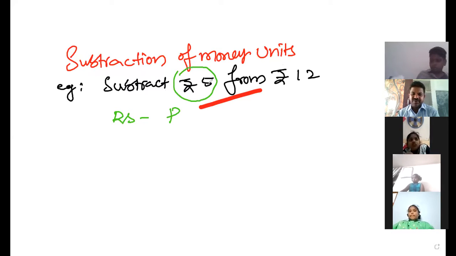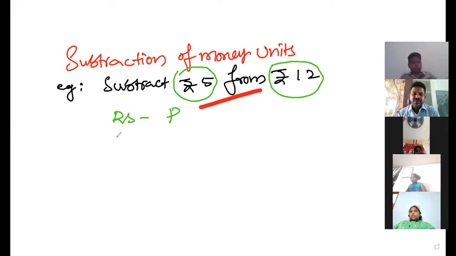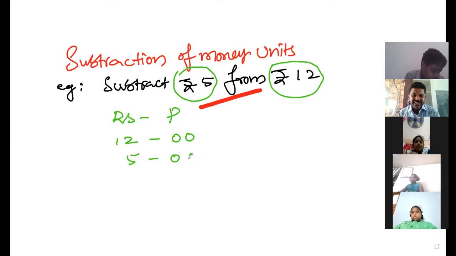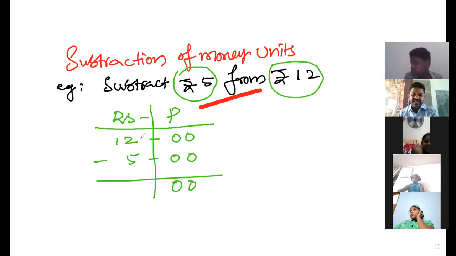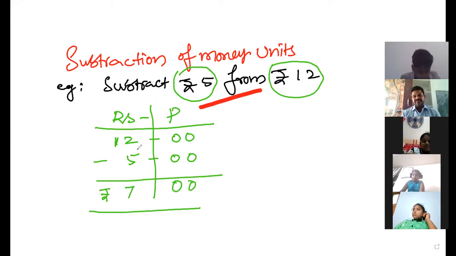So we need to subtract 5 rupees from 12 rupees. From 12 rupees, there are no pies, and 5 rupees should be arranged with attention. We just subtract. We need to do it like this. There are no pies, simply subtract. 12 minus 5, we get 7 rupees. This is the subtraction. So it is very clear how to subtract.